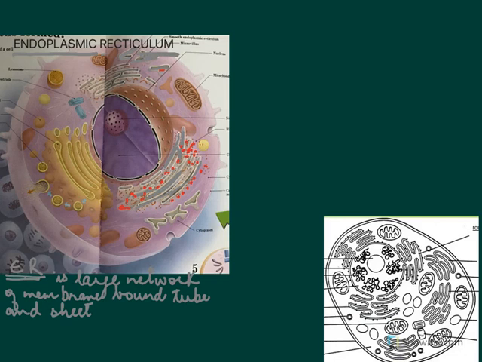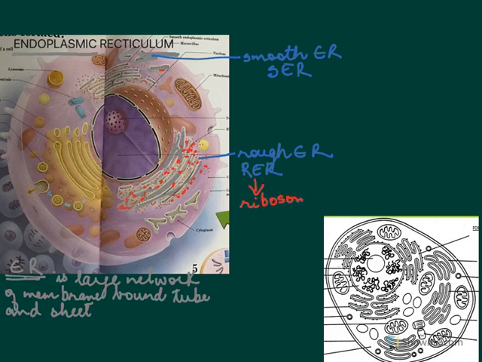So this one that has got all these little red bodies is called the rough endoplasmic reticulum, or we call that RER. And this one is called the smooth ER, or SER. Now why is the endoplasmic reticulum rough? Because of the presence of these bodies called ribosomes.